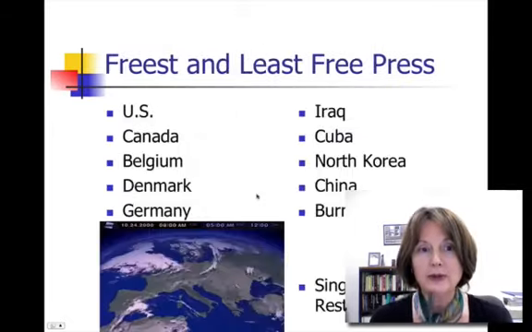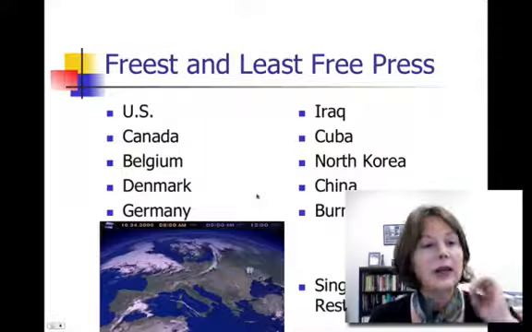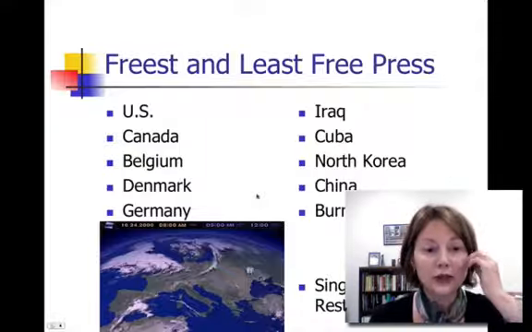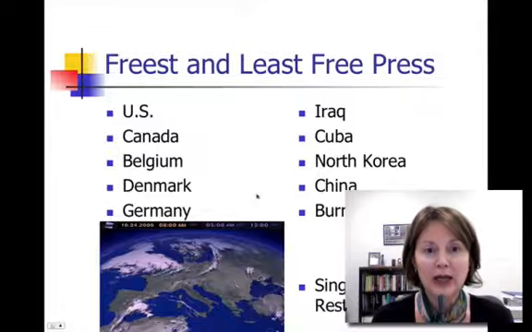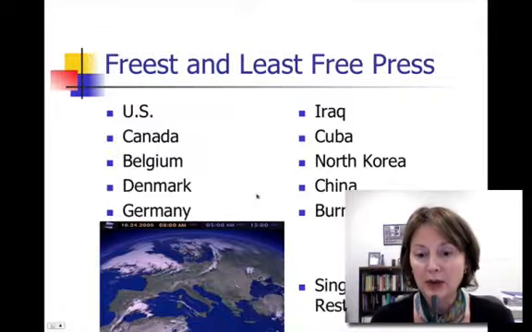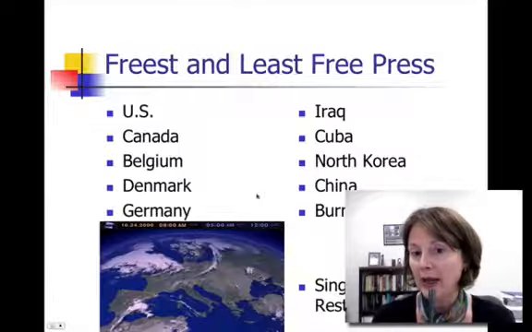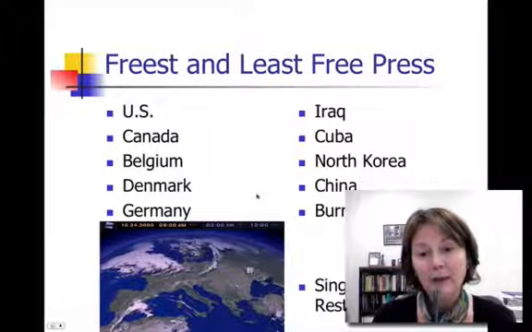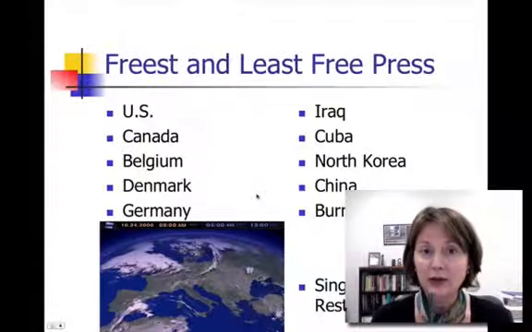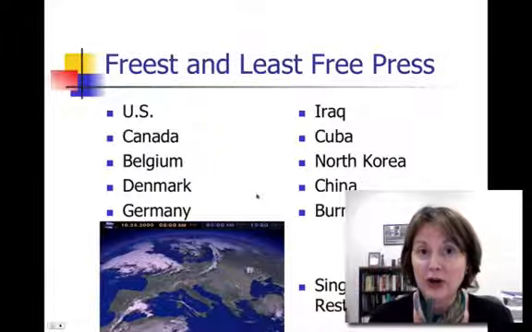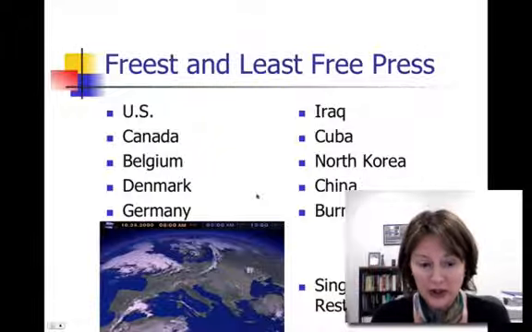Here's a look at some of the freest and least free press countries. U.S. is up there, Canada, Belgium, Denmark, Germany, and as you would imagine, the least free countries would be Iraq, Cuba, North Korea, China, Burma. But these are countries that are very much in the news today, and countries that we as media managers are expanding into, especially in China.